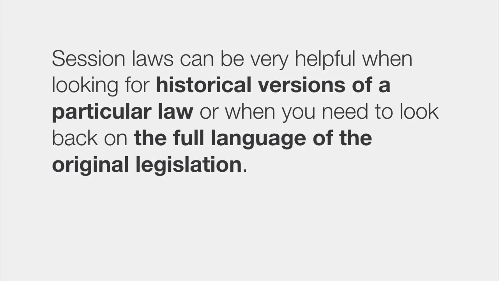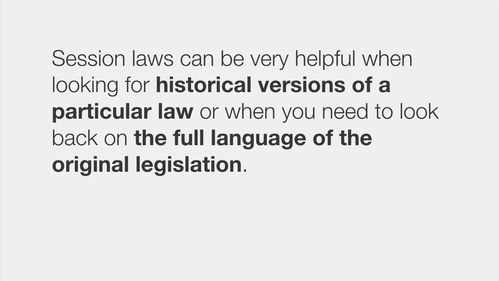Session laws can be very helpful when looking for historical versions of a particular law, or when you need to look back on the full language of the original legislation. This can be especially helpful when thinking about large, complex laws that might cover more than one code citation. Additionally, current session laws are authoritative forms of the final version of a law, but because session laws are published chronologically and contain current, amended, and repealed versions of the law, it can be difficult to find all the relevant current language and law on a single topic by using session laws.